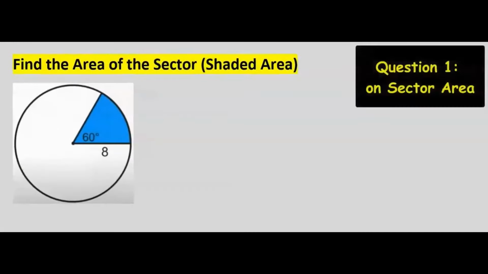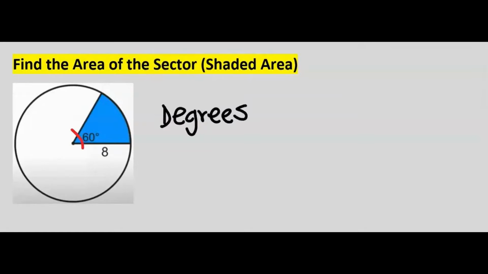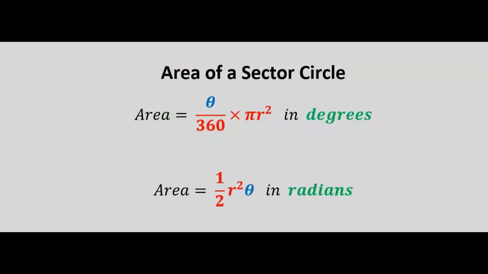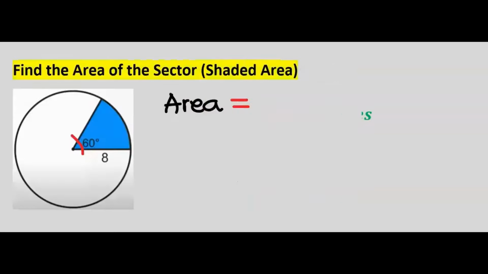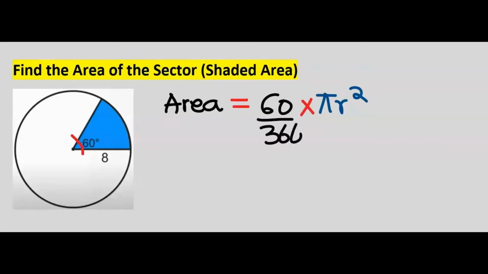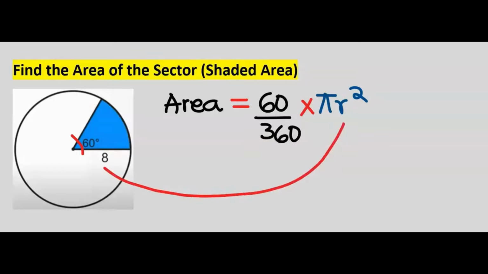Step number 1. Consider the angle at the center. The given angle is in degrees. Next, step number 2. Choose the right formula for degrees, which is this. Step number 3. The area of a sector is the area of a circle multiplied by the given angle divided by 360. Next, we're going to substitute for the radius, which is 8.